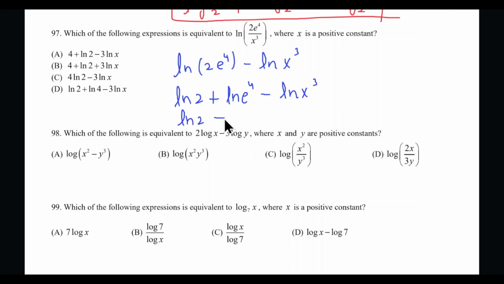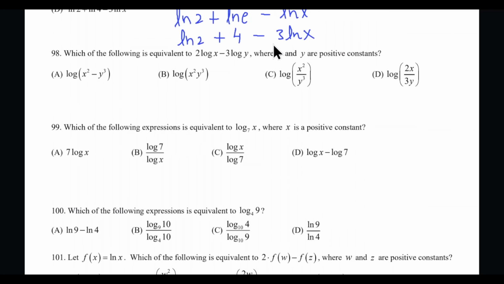Ln 2 is just ln 2. 4 is going to drop outside. So 4 ln e, and ln e is 1. So it is just 4 and then minus 3 ln x. So 4, which is in option A and B, ln 2 and minus 3 ln x. Looks like option A, right? It matches with option A.